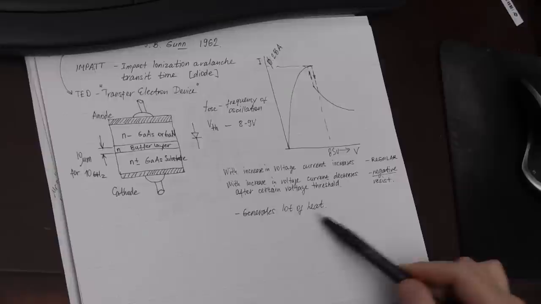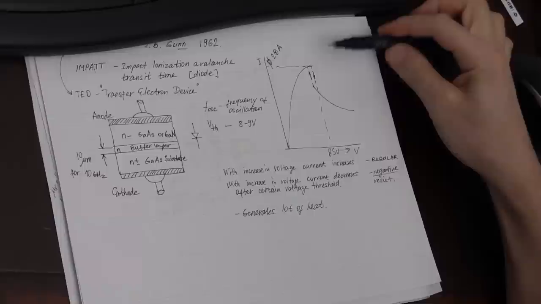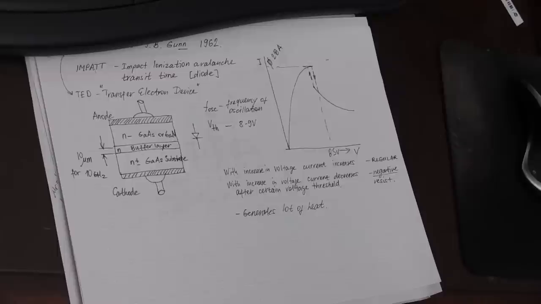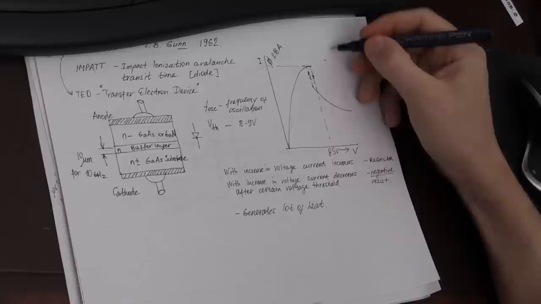Now I noticed here that Gunn diodes also generate lots of heat when they operate, because when they operate the resistance always stays in the range of, I believe, around 20 ohms or so. And the negative resistance jump in this case usually varies in the range of minus 5 to minus 20 ohms.